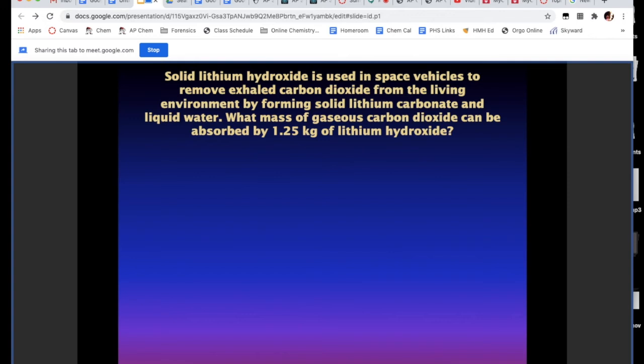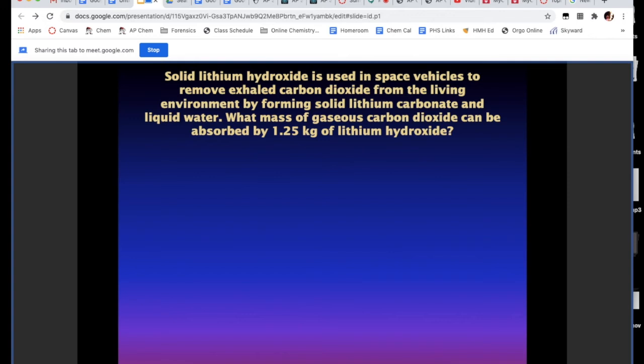So it says solid lithium hydroxide is used in space vehicles to remove exhaled carbon dioxide from the living environment by forming solid lithium carbonate in liquid water. What mass of gaseous carbon dioxide can be absorbed by 1.25 kilograms of lithium hydroxide? Woo! Those of you that sit and go, oh God, slow down. What do we always need first?